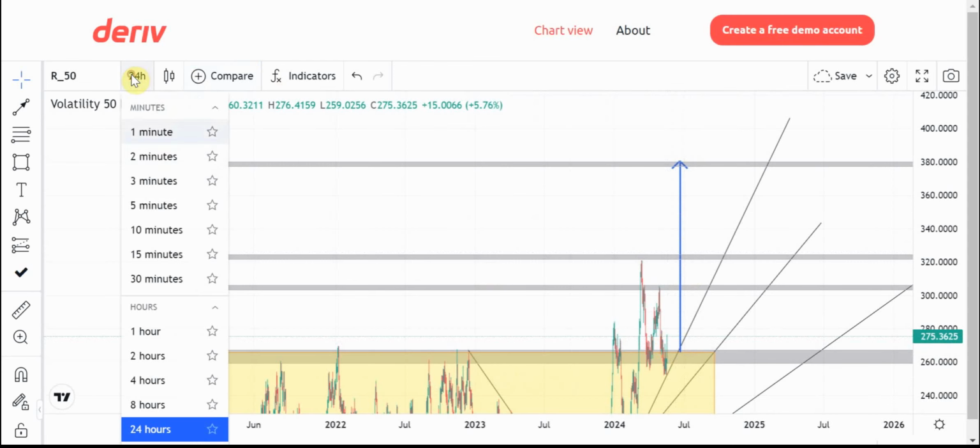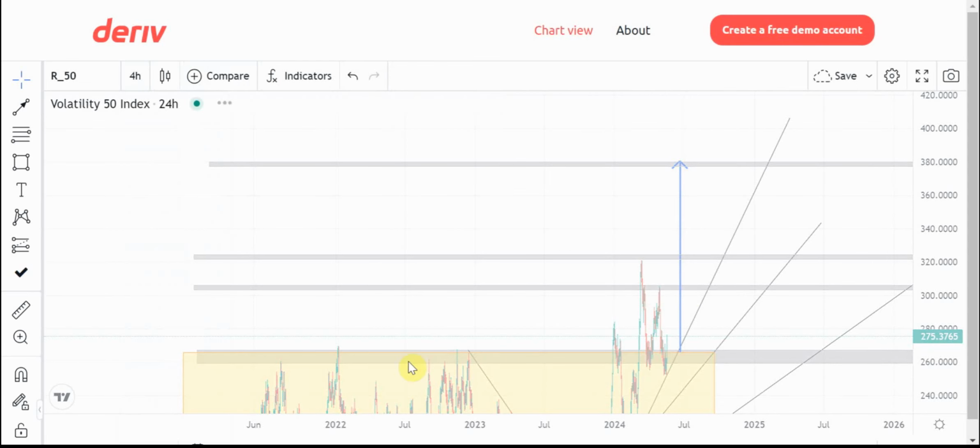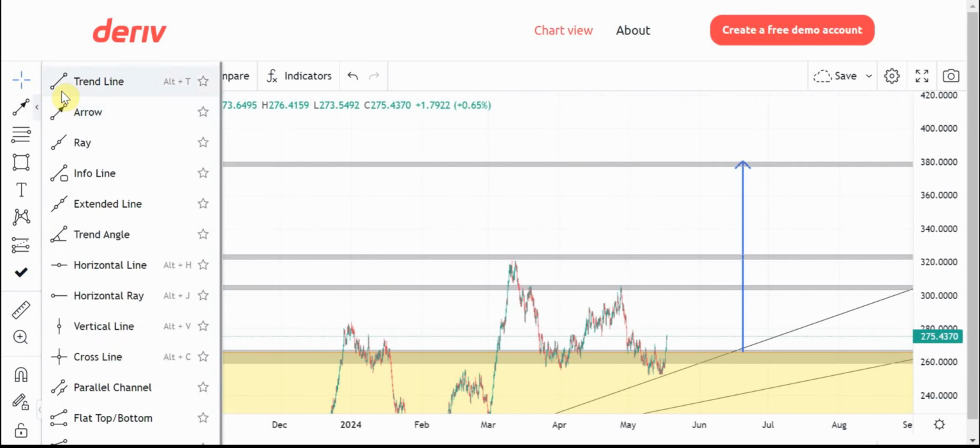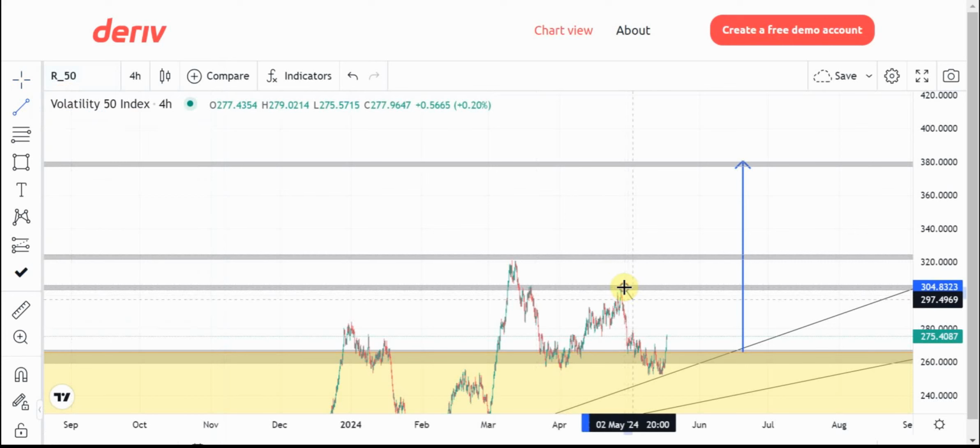But if you want to just go down to 4 hours and say okay, that's what happened in 4 hours time. In the 4 hour time frame, what we have is a breakout of a pattern. Of course, a bullish breakout. You can see this.